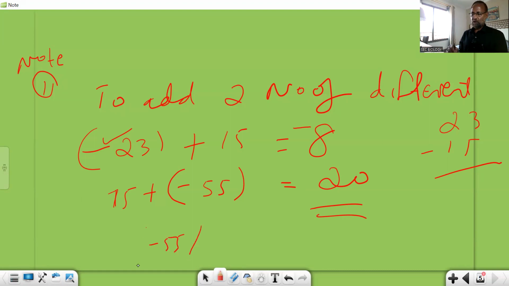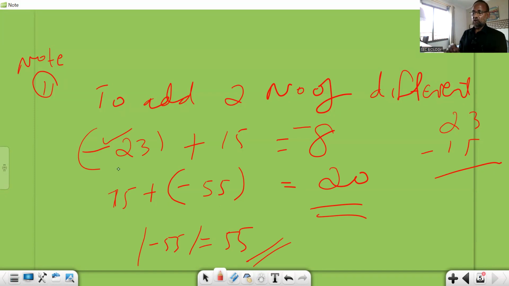Minus 55. Remember that. So, what is the sign of the big number? 75. Here there is no need to think that minus is always smaller than plus, but 55 you have to consider. Don't think like that. Understand? So the sign is plus, for 75.